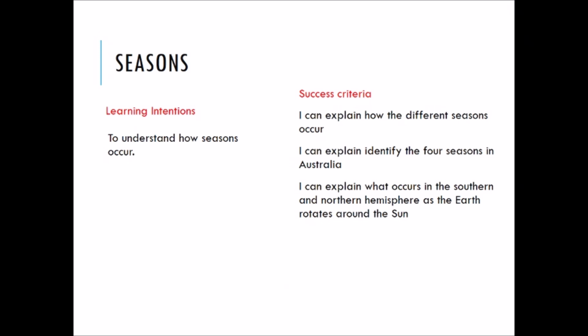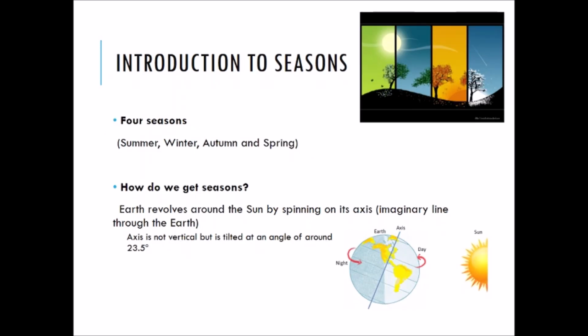So today for seasons, you need to understand how seasons occur. And for the success criteria, you need to be able to explain how the different seasons occur. You need to be able to identify the 4 seasons in Australia. That's just a typo. And you need to explain what occurs in the southern and northern hemisphere as the Earth rotates around the sun in terms of seasons. Alright, so you can go back and pause if you need to.